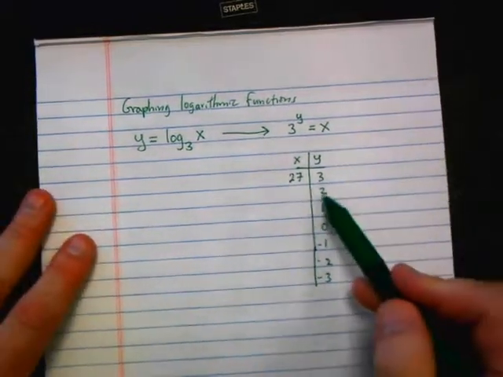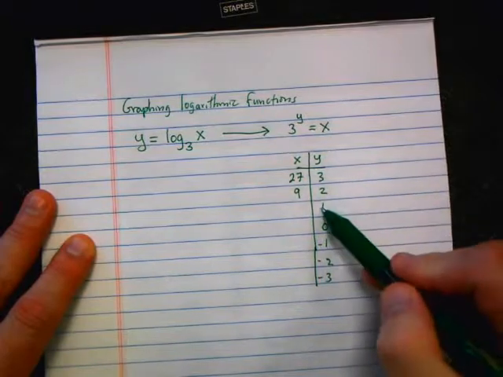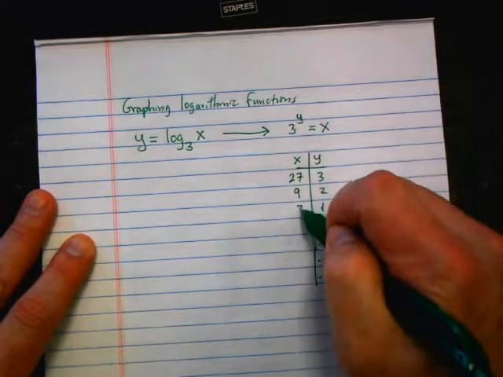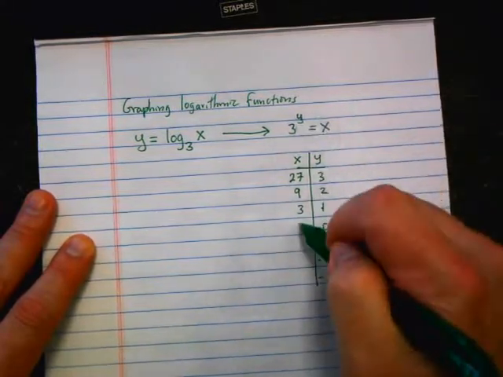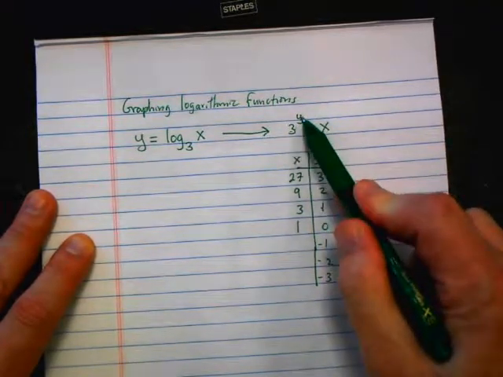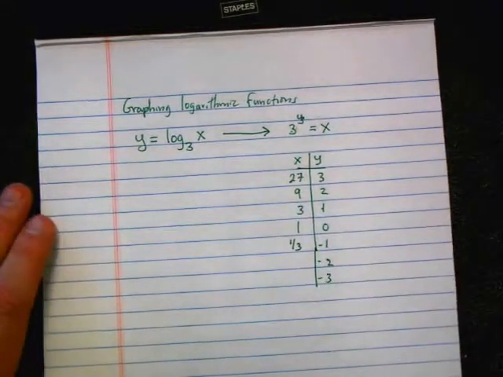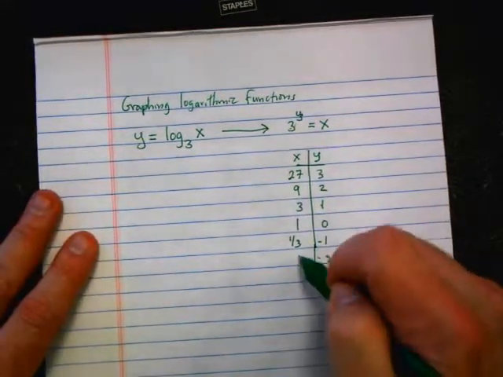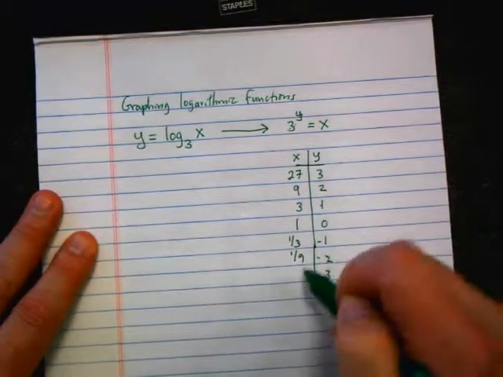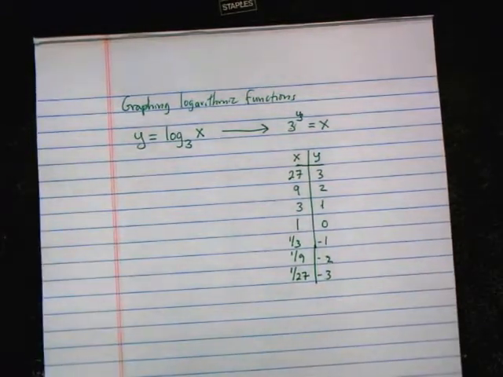And I plug the 2 in. 3 squared is 9. I plug the 1 in. 3 to the 1, 3. 3 to the 0 is 1. 3 to the negative 1, 1/3. The negative power pushes that to the bottom, gives fractions. 3 to the negative 2, 1/9. And 3 to the negative 3, 1/27. So I think that's the easy way to build a table when you're dealing with logarithms.